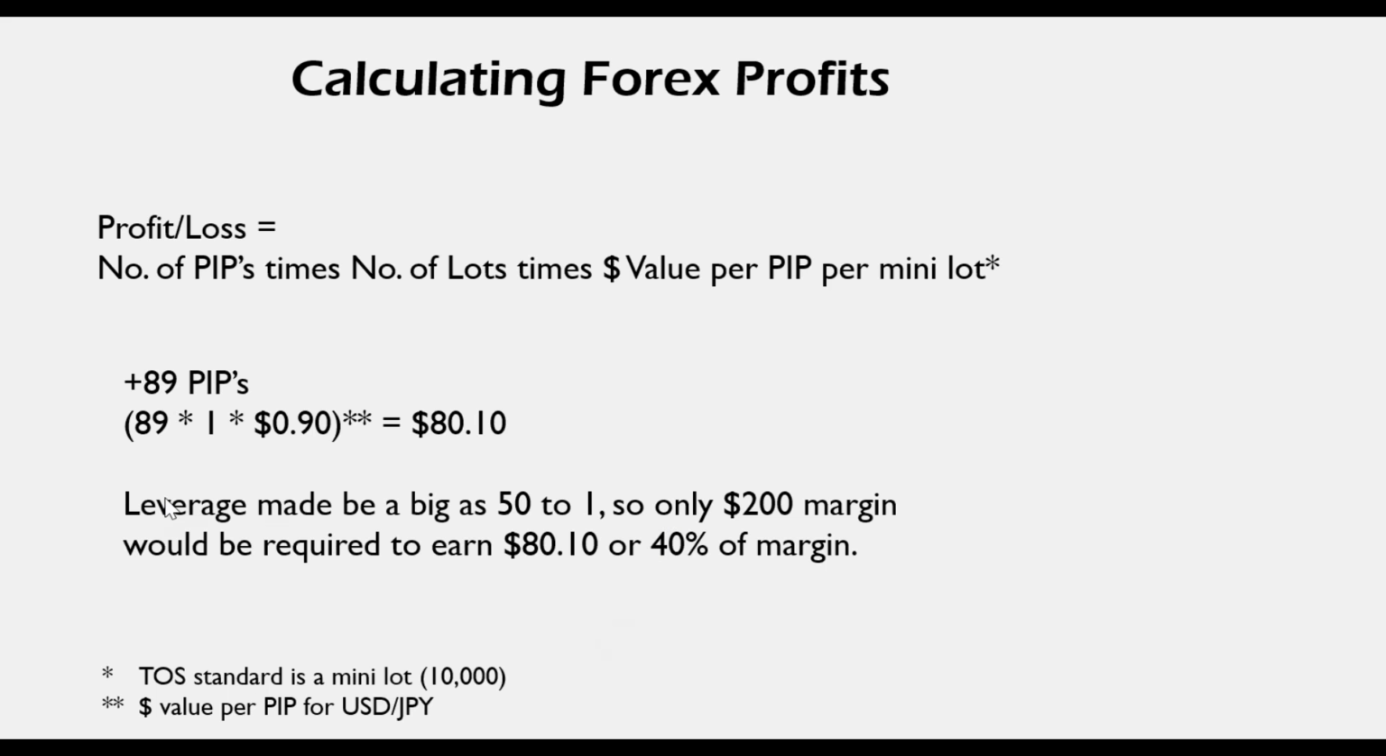So on one mini lot, we take 89 times 1 times 90 cents, again, the dollar value per pip for the pairing. So we made $80.10 on one lot. That was on $200 margin. That's a 40% return on margin, and this was a very quick trade.